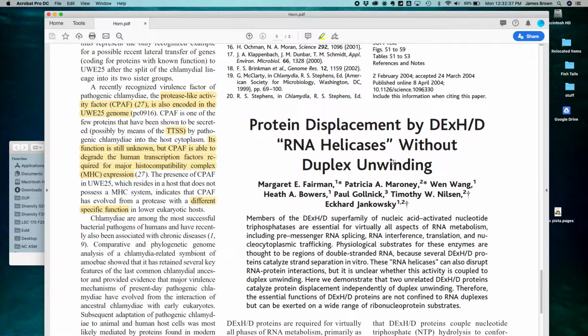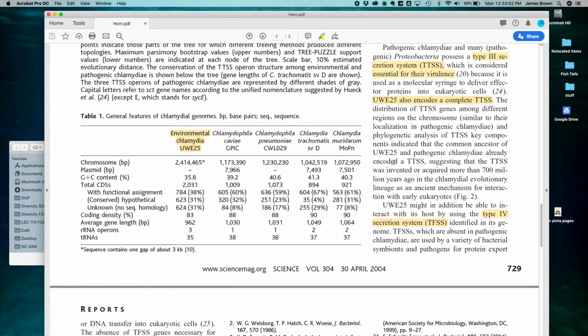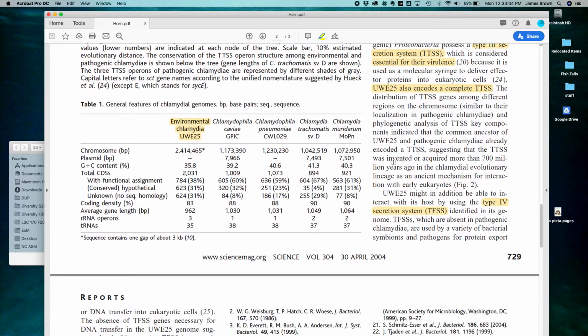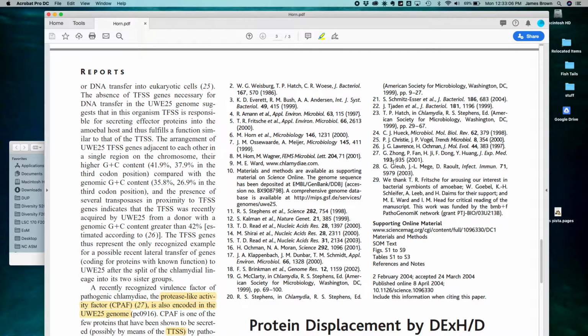In the environmental chlamydia, that type 3 secretion system is clearly there, but it clearly is not injecting transcription factor turnover proteins. Amoebas don't have major histocompatibility genes. So it's doing something different in those organisms, and what that is is unclear. They also have a type 4 secretion system. In pathogenic chlamydia, this is used to inject other proteins into the host cell, but what those proteins are and what they do is entirely unclear.